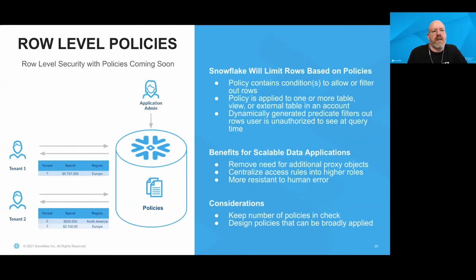So moving on, we also have row level policies as well. These are coming soon and they work much the same way that column policies do. The row level policies allow you to define a row level filter for different roles within your application. And this would be another way that you could enable tenants to see only their slice of the application.